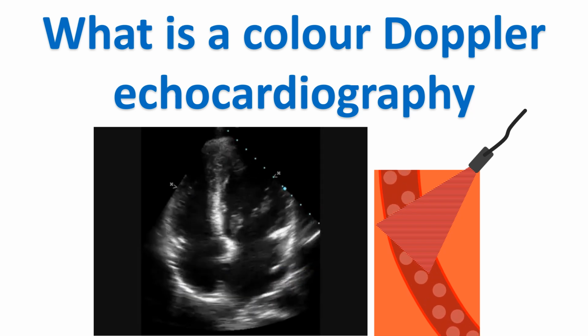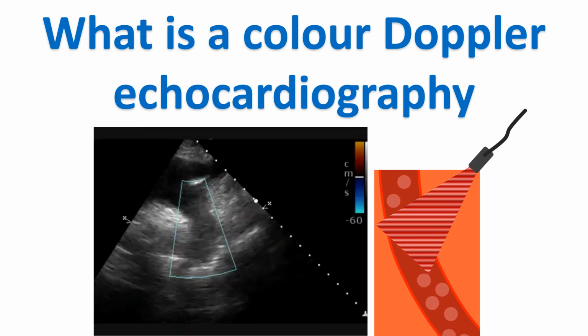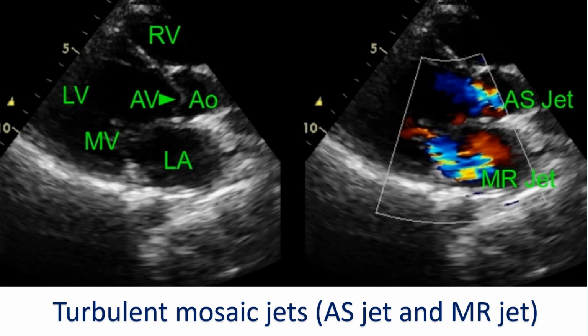In Doppler echocardiography, the target is moving red blood cells. Color Doppler echocardiography receives the ultrasound signals reflected from moving red blood cells in the heart. Ultrasound signals are emitted and received by the ultrasound probe used for echocardiography.